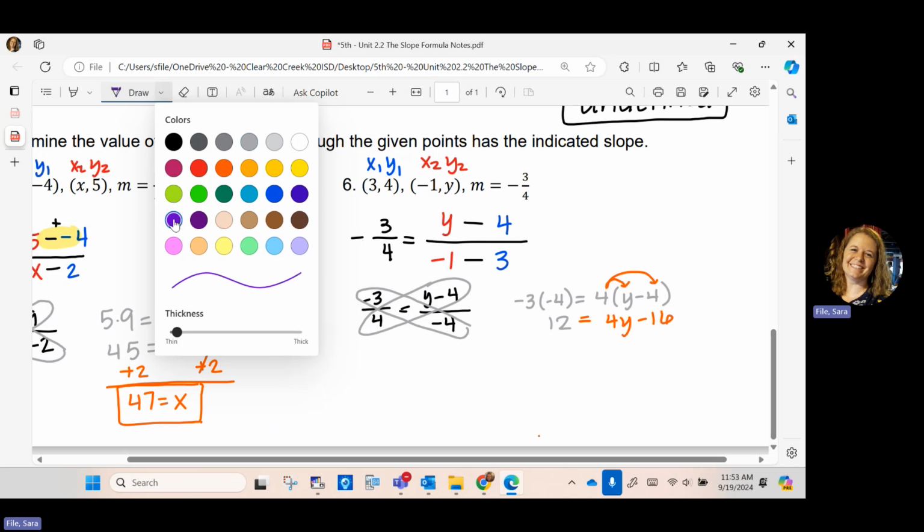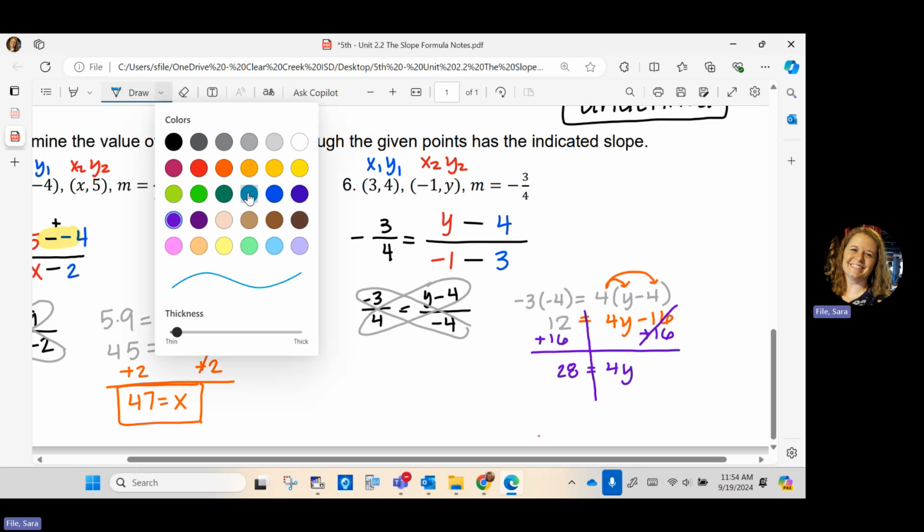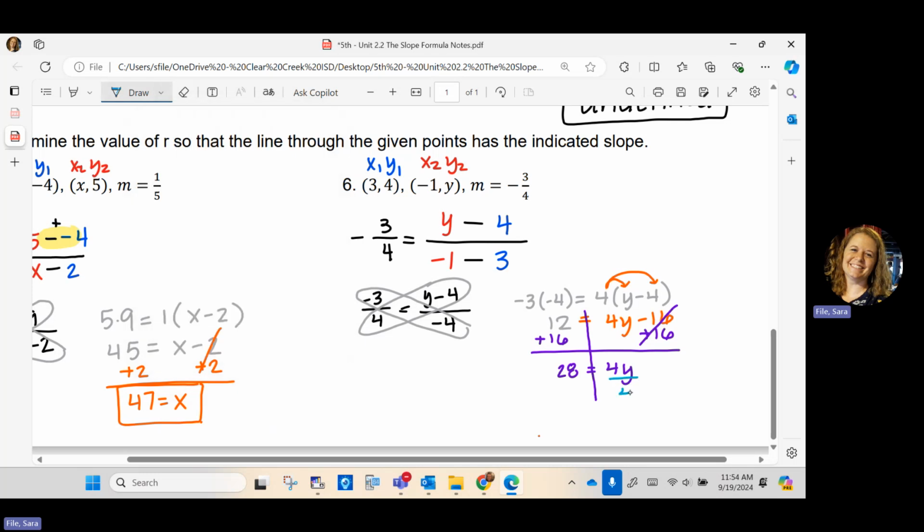Now I'm going to finish solving by moving that constant 16 to the other side. You need to draw that line to separate. So the 16s eliminate, and that leaves me with 28 equals 4y. And then I need to get rid of that 4. So I'm going to divide it out. And 28 divided by 4 is 7.